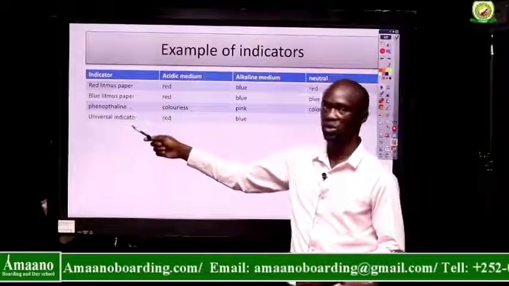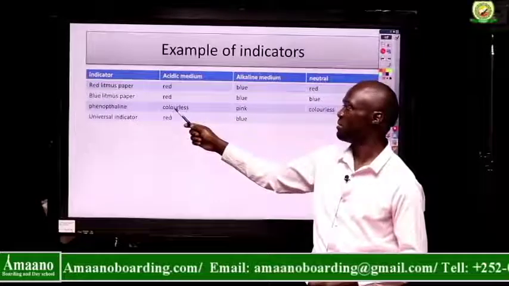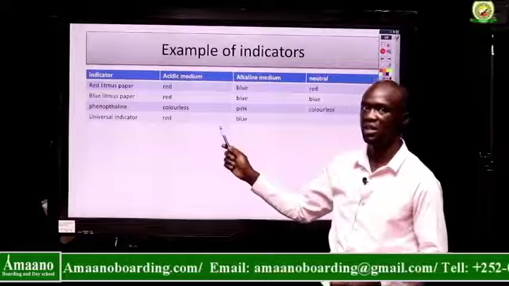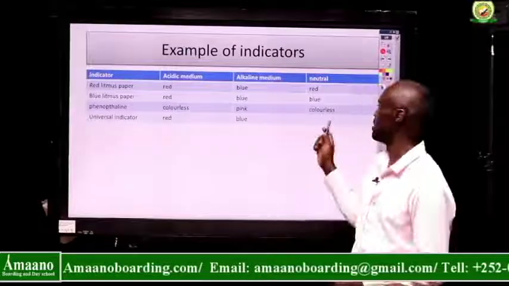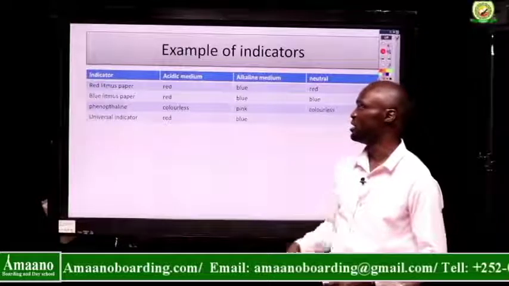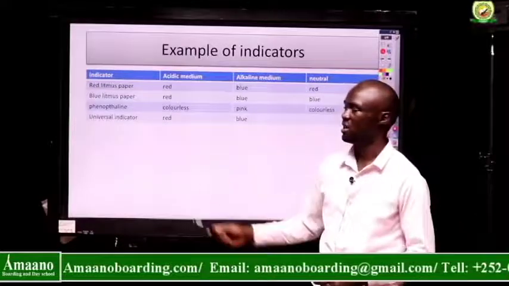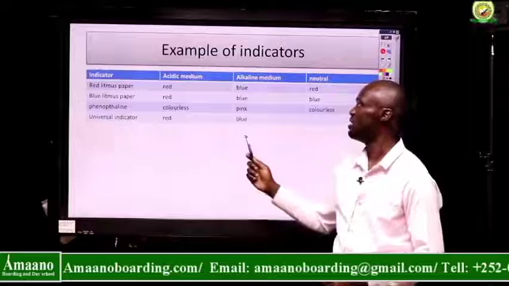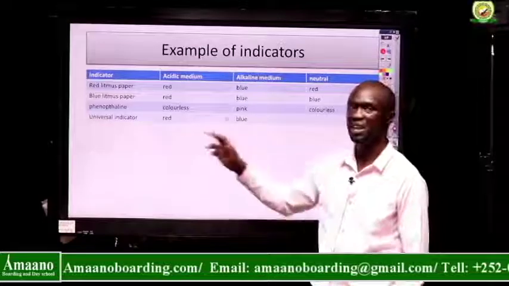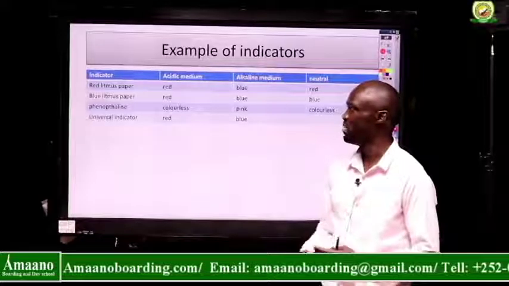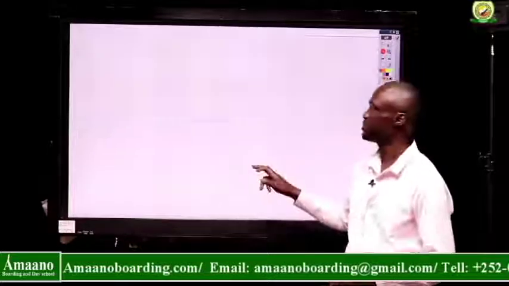Then these are solutions where we have phenolphthalein, which is colorless in acidic media, pink in alkaline media, and colorless in neutral media. Then the universal indicator is red in acidic media and blue in alkaline media. But this universal indicator has a number of colors depending on the pH.